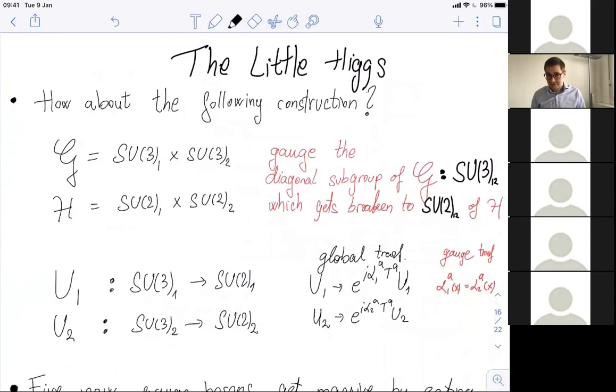And these constructions go under the name of the Little Higgs models. I'm showing them because these ideas are also shared with some other kind of BSM that attempts to solve the little hierarchy problem. For example, the twin Higgs models share a pretty similar idea. So I think it's worth learning something about this stuff.